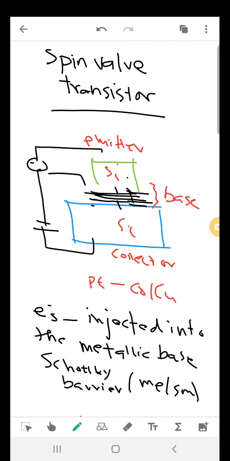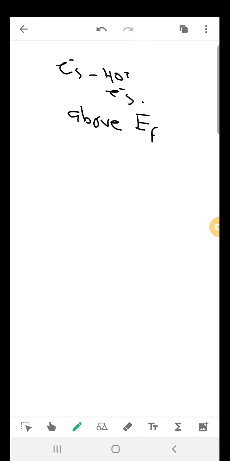Now, when the electrons are traversing the metallic base, these electrons are called hot electrons. The reason they're called hot is because they are above the Fermi level. Above the Fermi level, that is why they're called hot electrons.